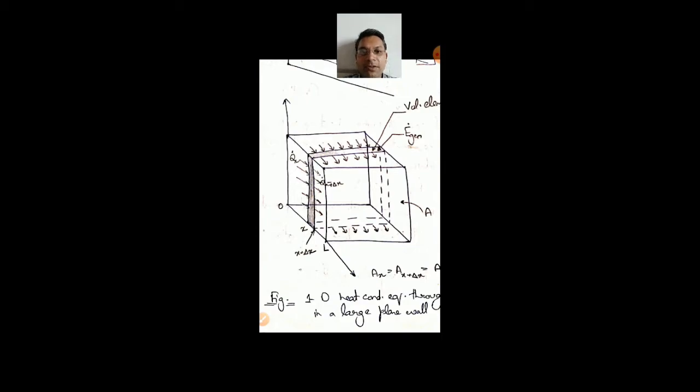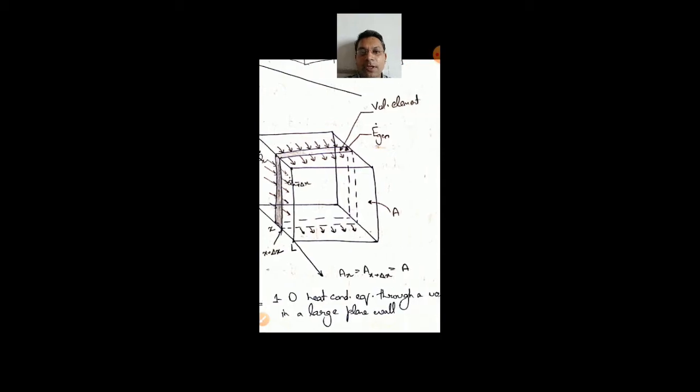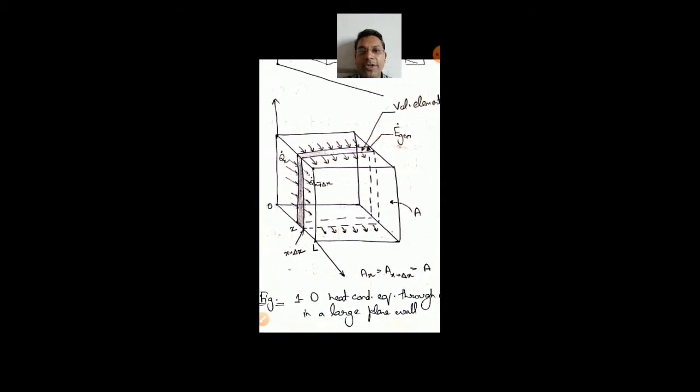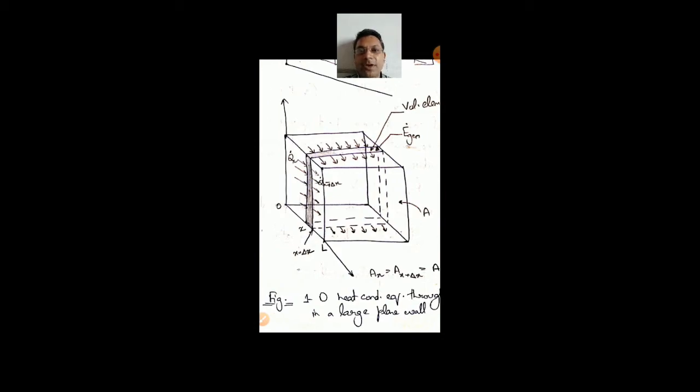First of all, please look at the diagram and the terms which are present here. It is a large plane wall. Heat is coming, and I am considering a volume element. The volume element is shown here. This is a volume element, highlighted, and you can see the red line going through it. This is the volume element under consideration.